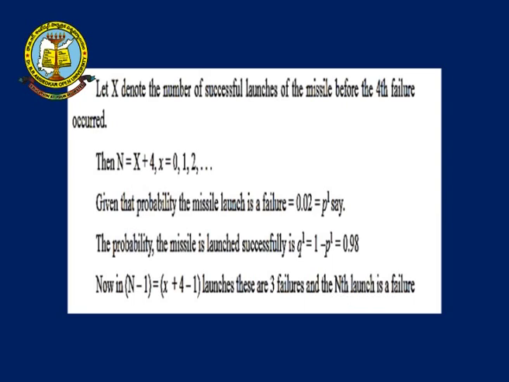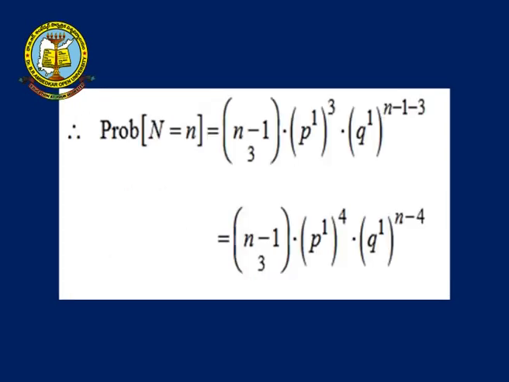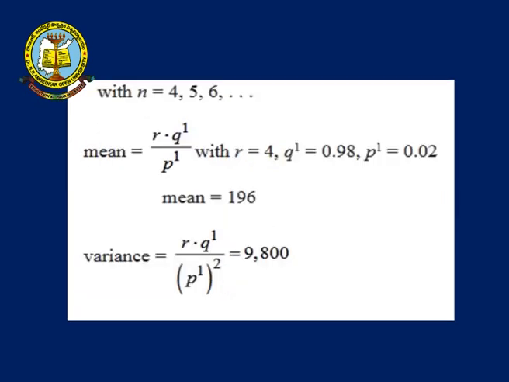Given the probability of missile failure is 0.02, we can take that as p dash. We already know p plus q is equal to 1, but for successful launches q dash is equal to 1 minus p dash, so 1 minus 0.02 is equal to 0.98. Now we are taking n minus 1, that is x plus 4 minus 1, because there are 3 failures and the nth launch is a failure. N minus 1 C 3, P dash whole power 3, Q dash n minus 1 minus 3. The simplification of this one: n minus 1 C 3, P dash whole power 4, Q dash whole power n minus 4, with n equal to 4, 5, 6.